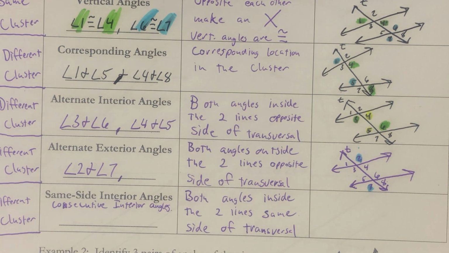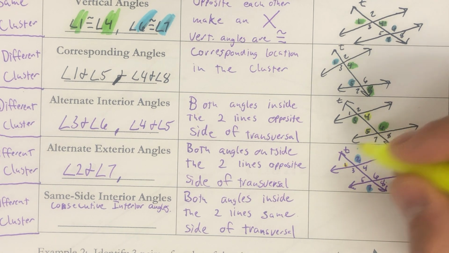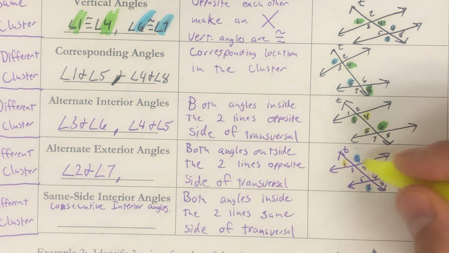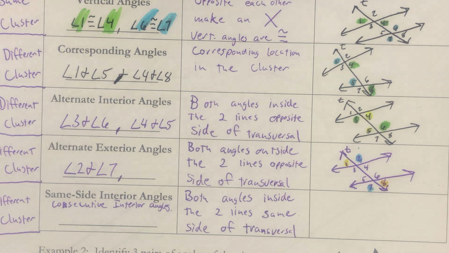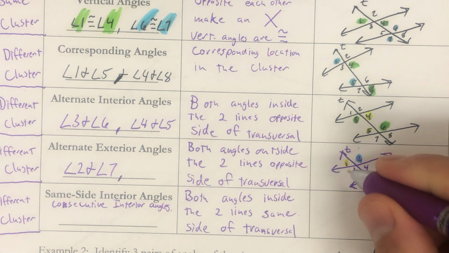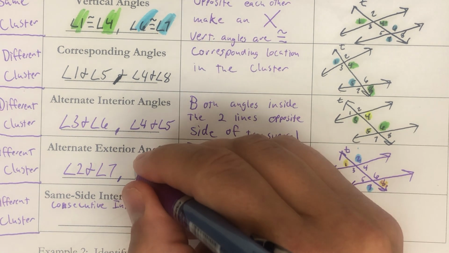And another pair of alternate exterior angles has to be angle 1 and 8. Angle 1 is outside. And then we go to the other cluster, opposite side of the transversal. That gets us to angle 8. 1 and 8, alternate exterior.